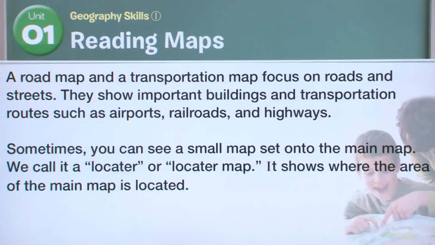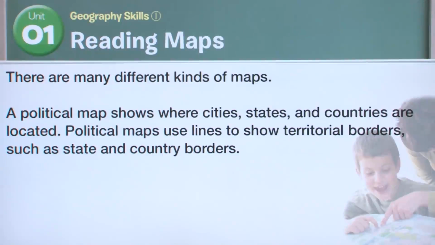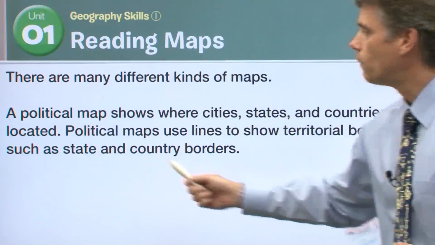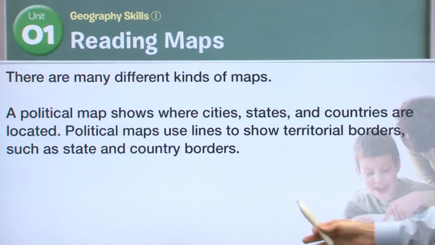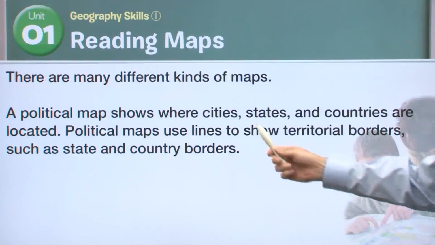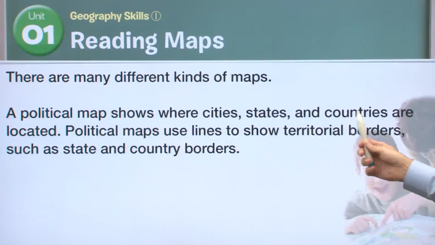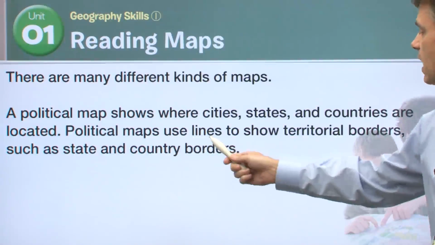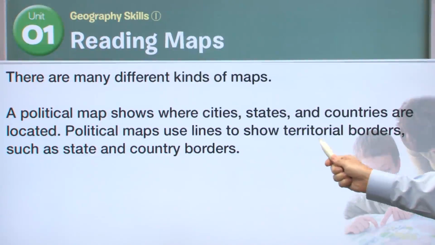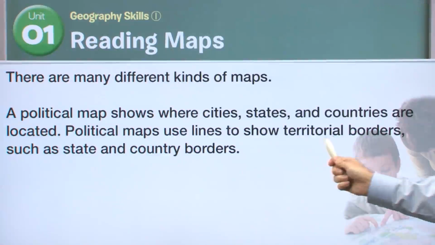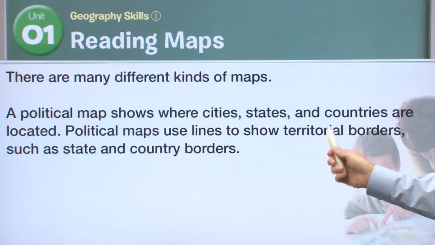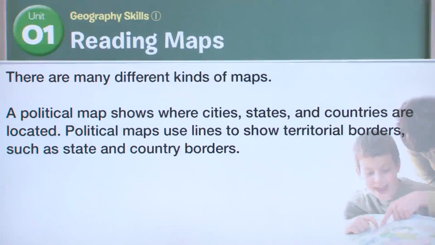I really appreciate that. Now, that was a lot to read for the first time, so let's go back one more time. Many different kinds of maps. The first one, the political map. It shows us where we can find cities and states and countries or provinces. And the political map uses lines to show territorial borders. Territory means land. So the borders of the land. That's what a political map does.